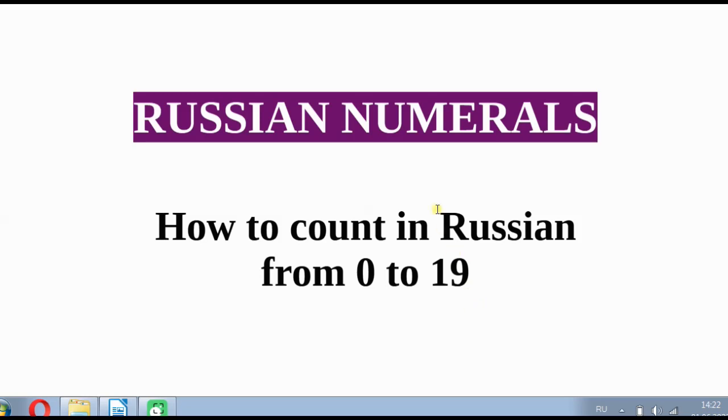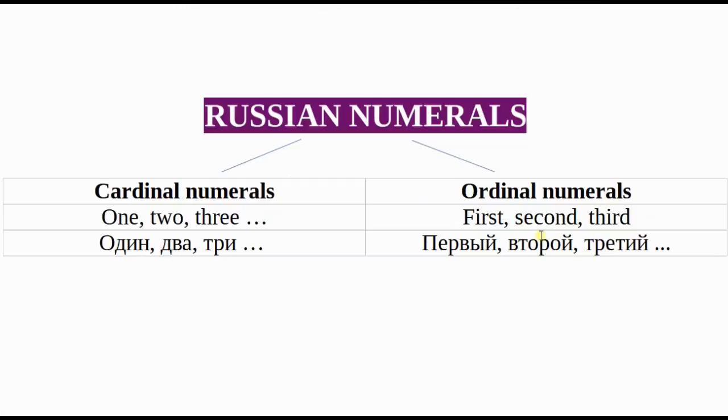So first things first, what you have to know about the Russian numerals is that there are two types of them, like in English as well. We have cardinal numerals. Those are numerals that tell the basic quantity, like 1, 2, 3. And in Russian we have them as well. There are also ordinal numerals, like when you're talking about the order of things: first, second, and third. In Russian it will be, for example, первый, второй, третий. But these are a matter for further lessons. First things first, we have to learn the cardinal numerals.